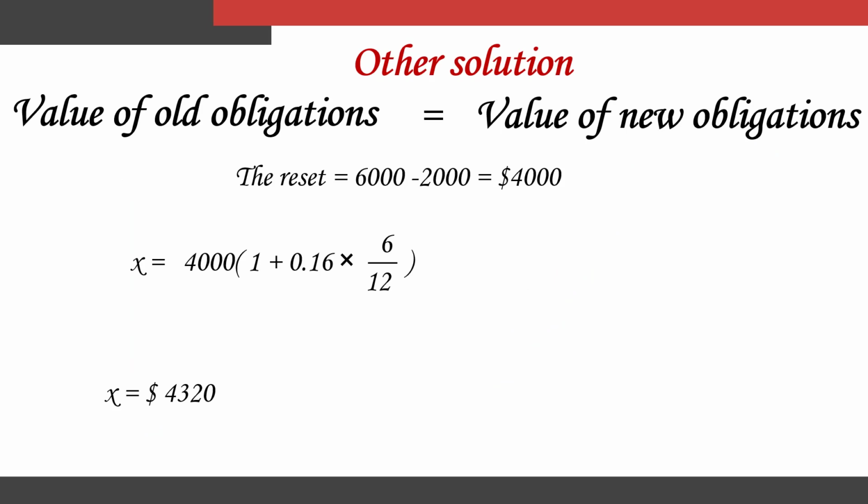Other solution: value of old obligations equals value of new obligations. That is, $6,000 minus $2,000, which is equal to $4,000. We need to get the amount of $4,000 after 6 months. So X will be equal to 4,000 times (1 plus r t), where r was 16% and t is 6/12. The same answer, $4,320.